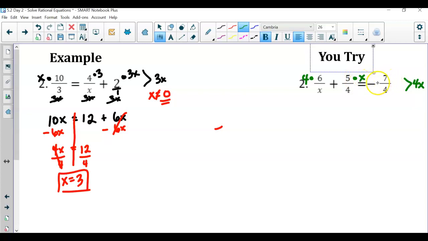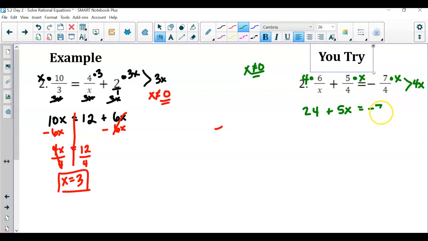And the same thing here. If I have -7 over 4, then you should have multiplied -7 by x as well. So that's what was missing. Now I'm going to go ahead and write this out. But before I do, here I've got x in my denominator. So x again cannot equal 0. So now 6 times 4 is 24, plus 5 times x, 5x, which is equal to -7 times x, -7x.